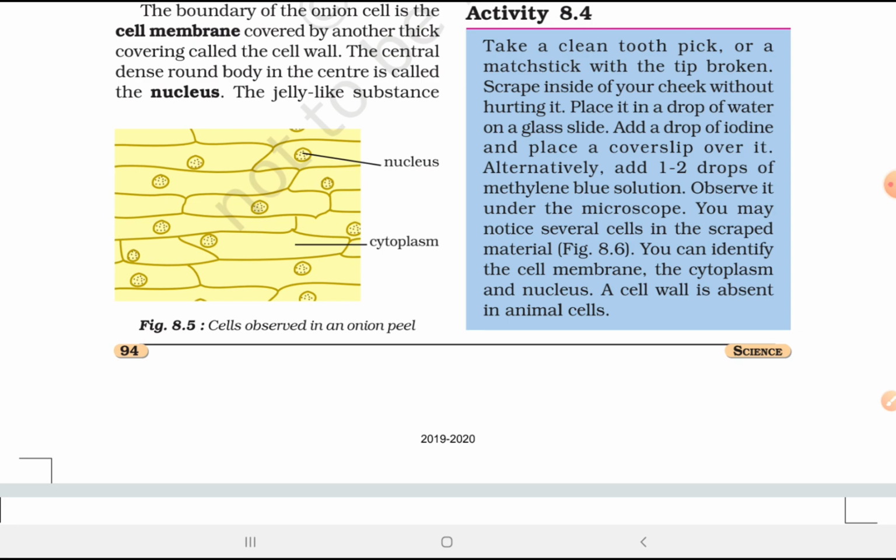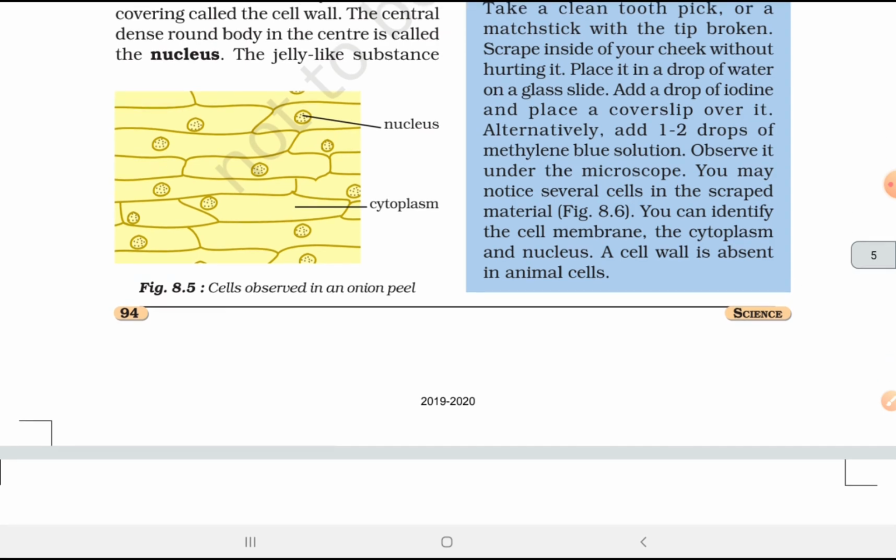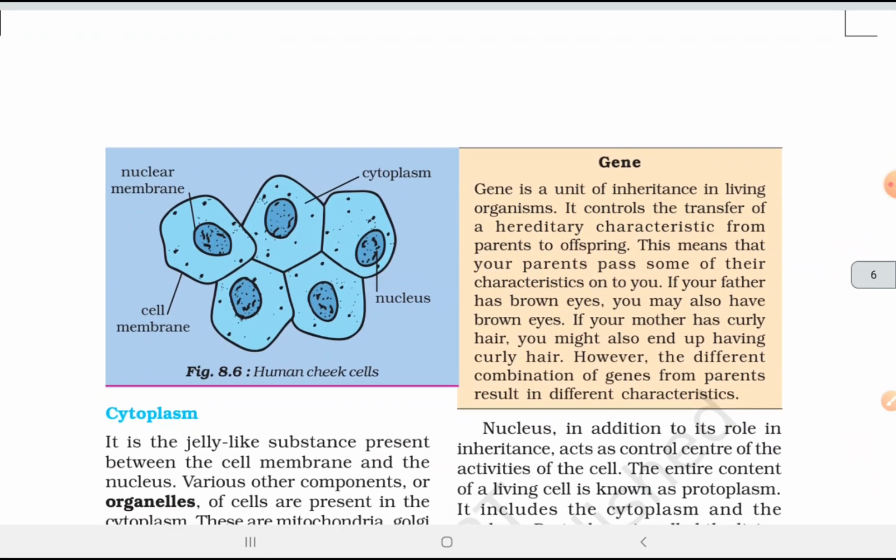As shown in figure 8.6, you can identify the cell membrane, the cytoplasm and nucleus. A cell wall is absent in animal cells.